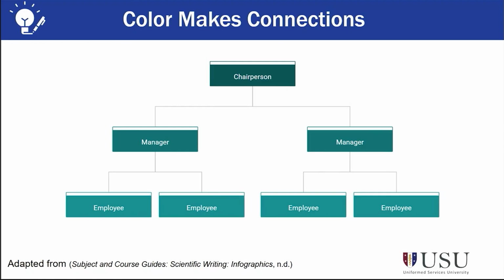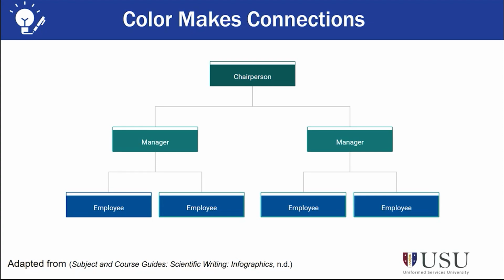So, color can be used to show relationships. If we see elements of the same color, we naturally assume there's some connection. So maybe here we want to show that everyone's on the same team, in which case we would just use different shades of the same color. On the other hand, if we wanted to highlight that there's more in common between, say, the first and second level, then we would use a different color on the third to help reinforce that.